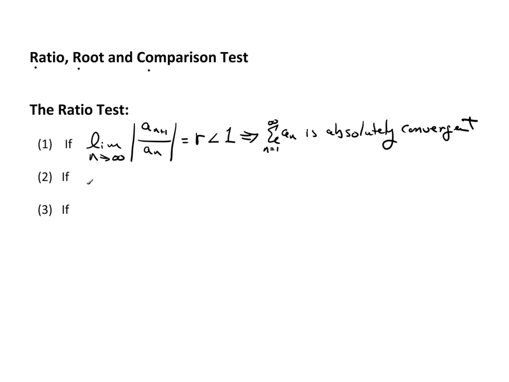The other scenario is the limit as n goes to infinity, same thing, absolute value of a sub n plus 1 over a sub n. This again is equal to r. And if r is greater than 1, then the infinite series is divergent.